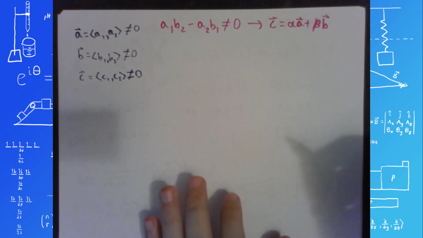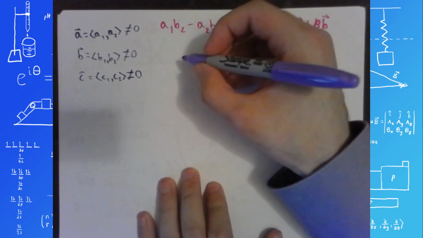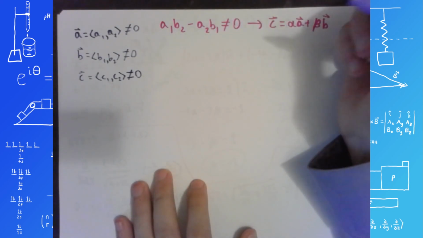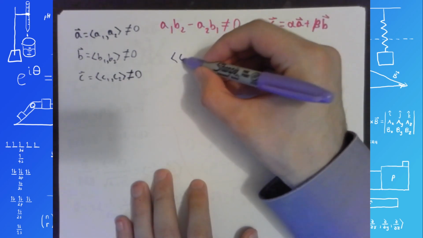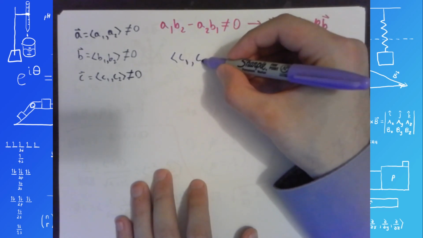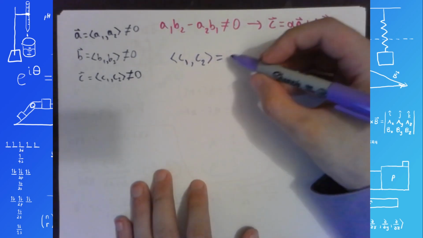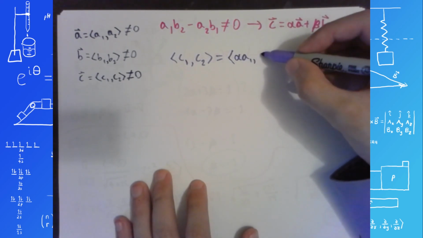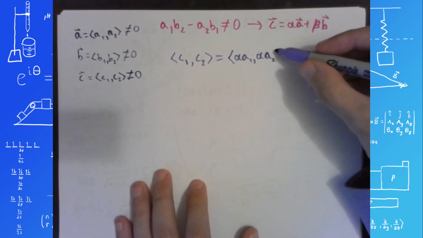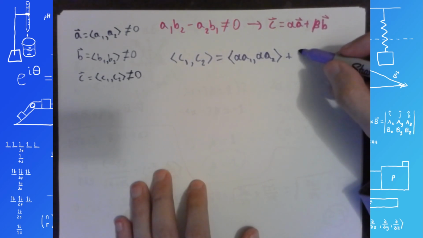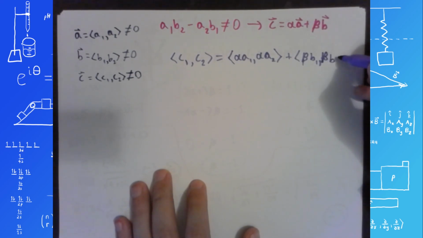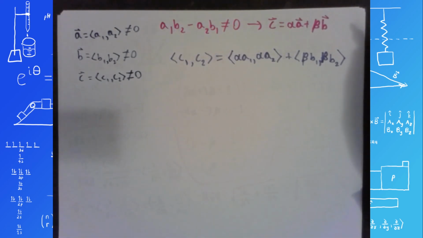So, if C equals alpha A plus beta B, then I can say that the components of C, I guess another way of writing this is C1, comma, C2, has to equal, I'll distribute the alpha and say this is alpha A1, comma, alpha A2 plus beta B1, comma, beta B2, which can be simplified further.